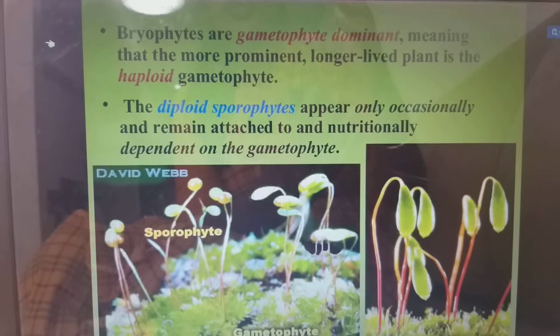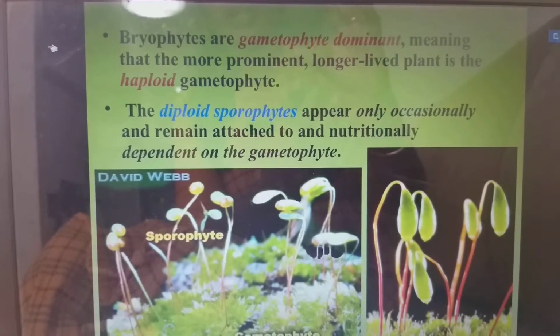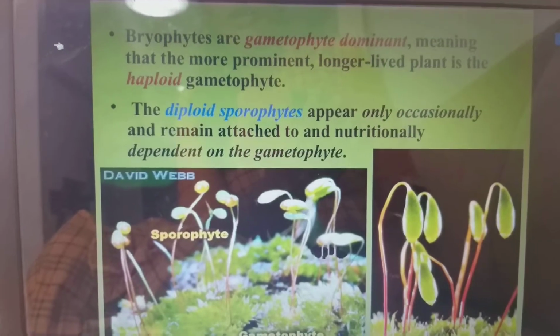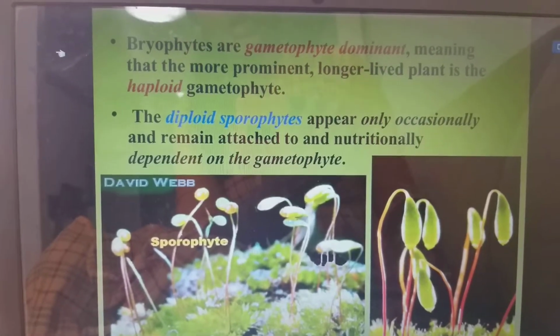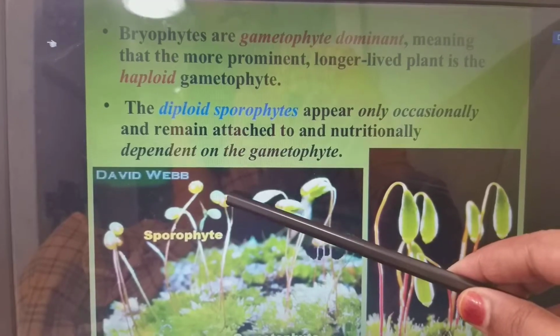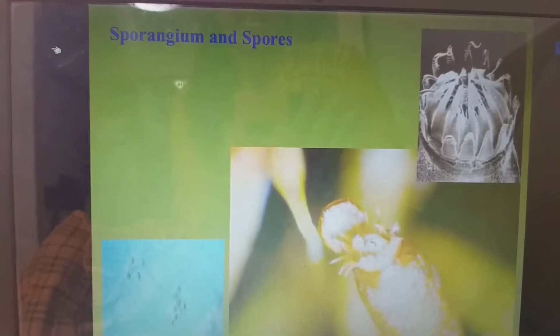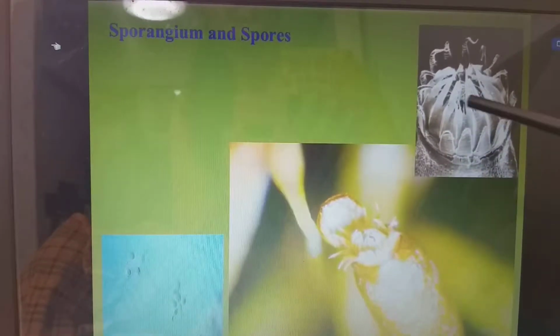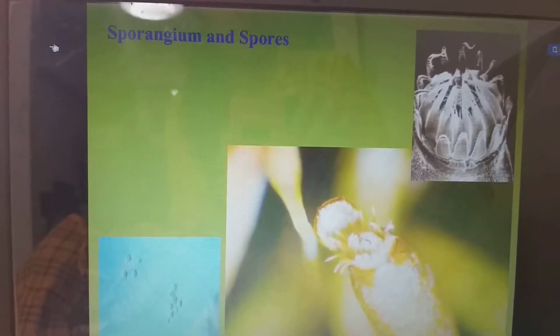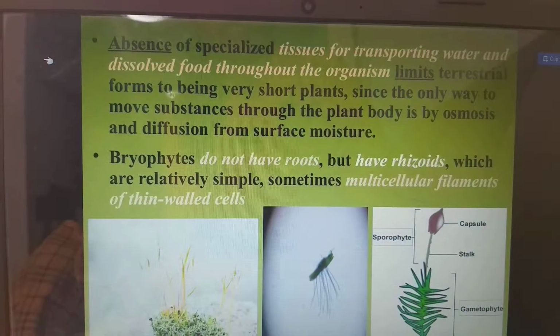Bryophytes are gametophyte dominant, meaning that the more prominent and longer lived plant is the haploid gametophyte. The diploid sporophytes appear only occasionally and remain attached to and nutritionally dependent on the gametophyte. In this picture we can see that this whole thing is the gametophyte and this is the sporophyte. So we have the sporangium. The sporangium will bear the spores, and spore germination will again produce the gametophytic stage.